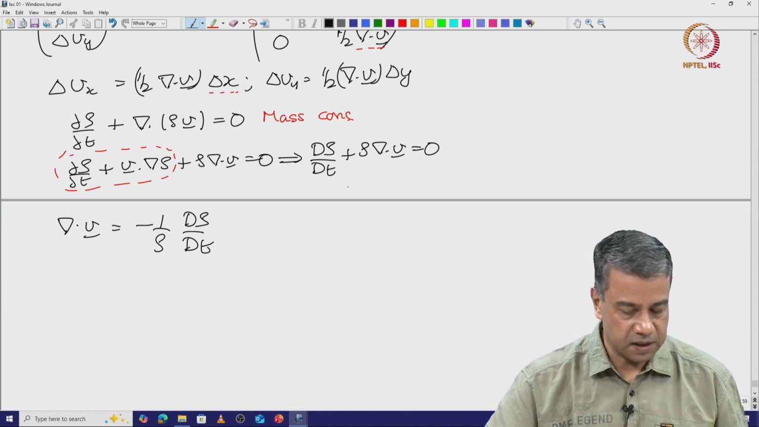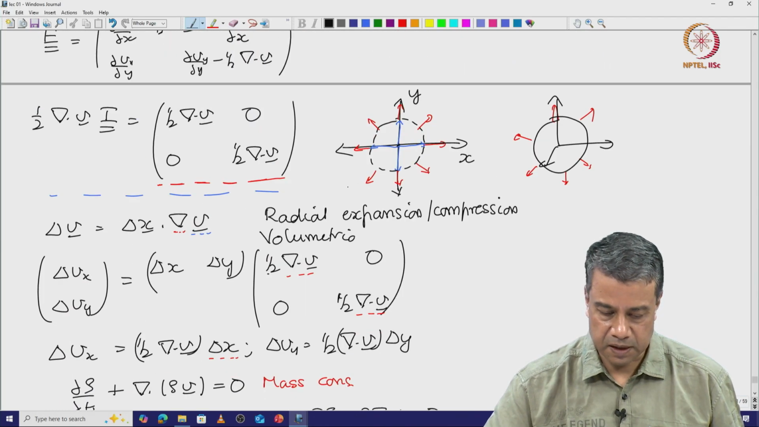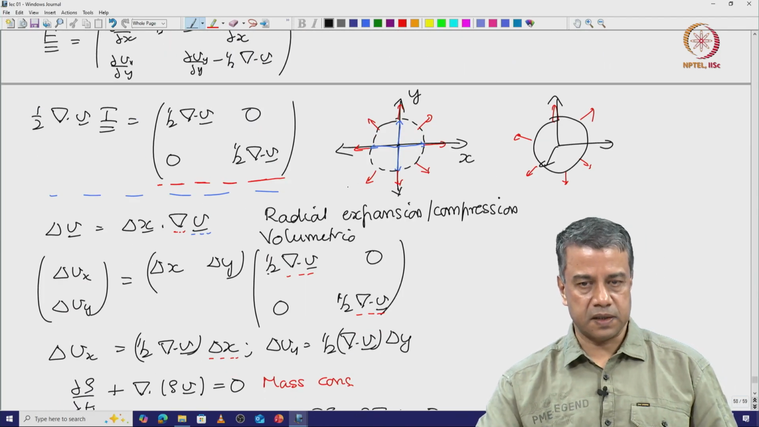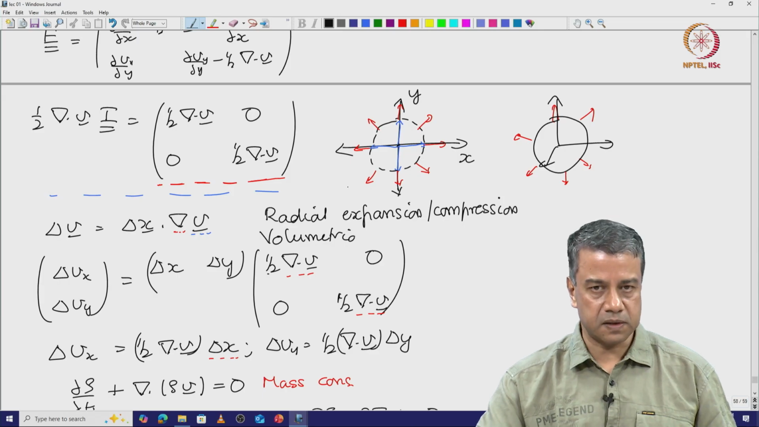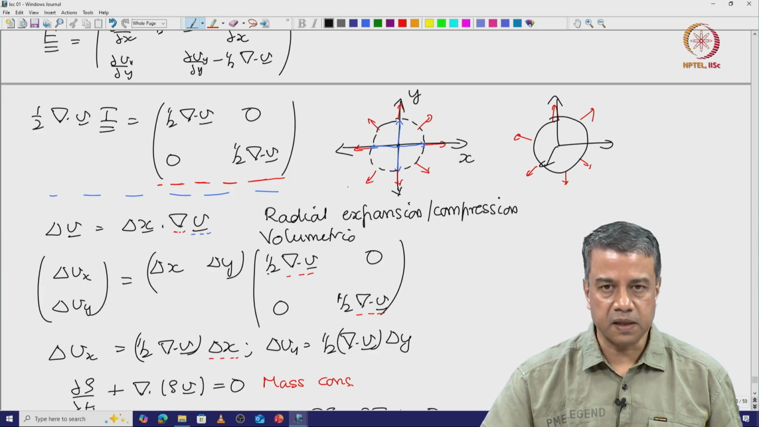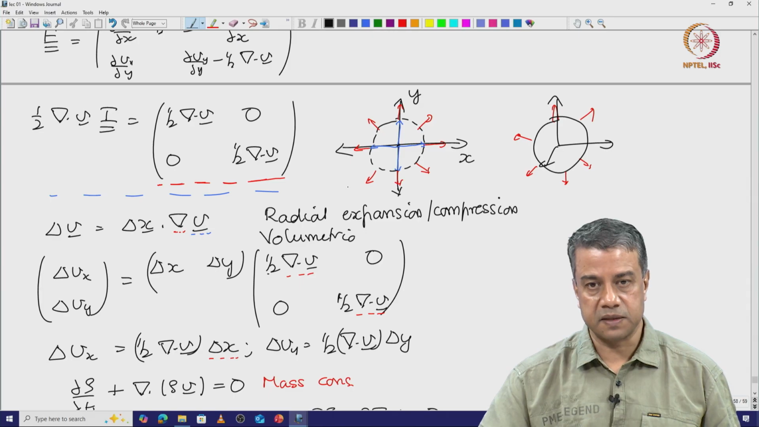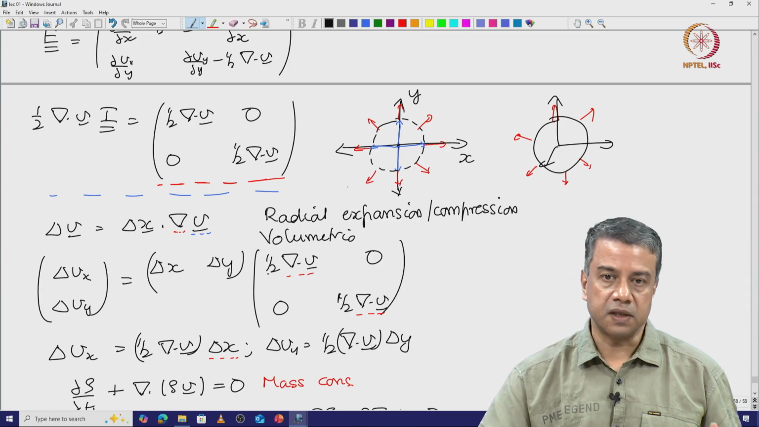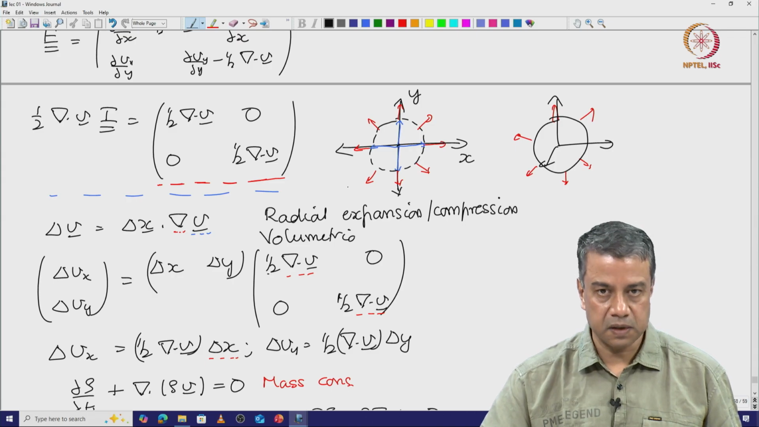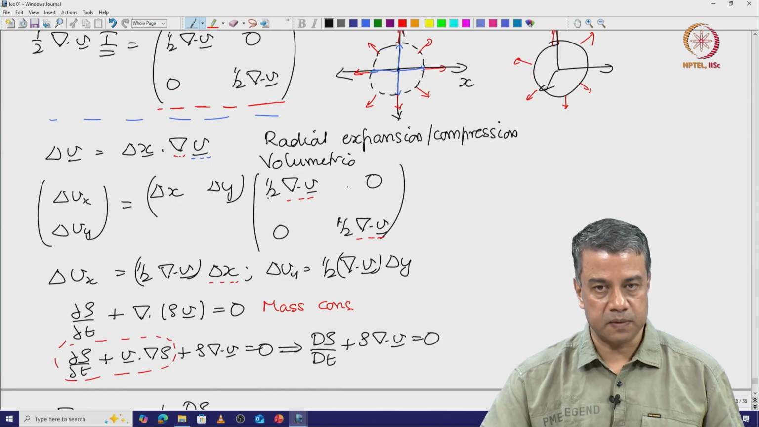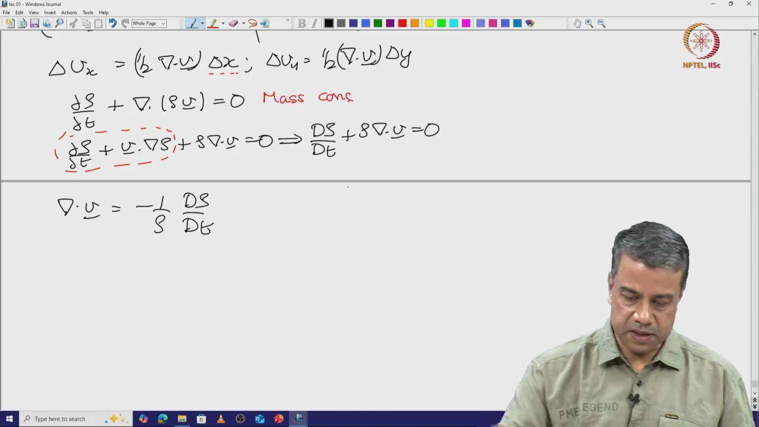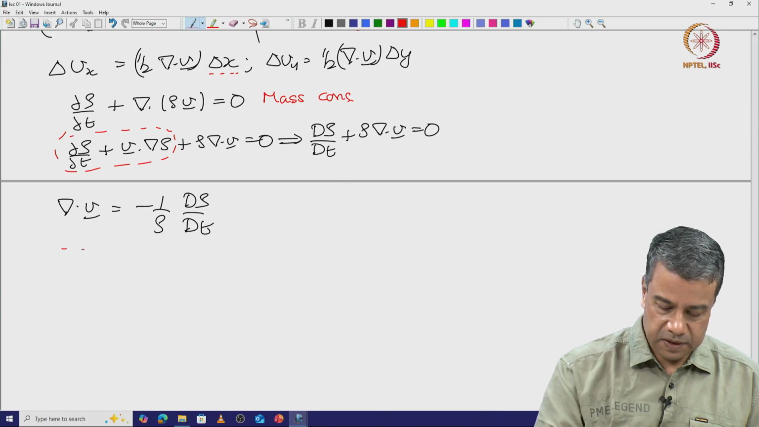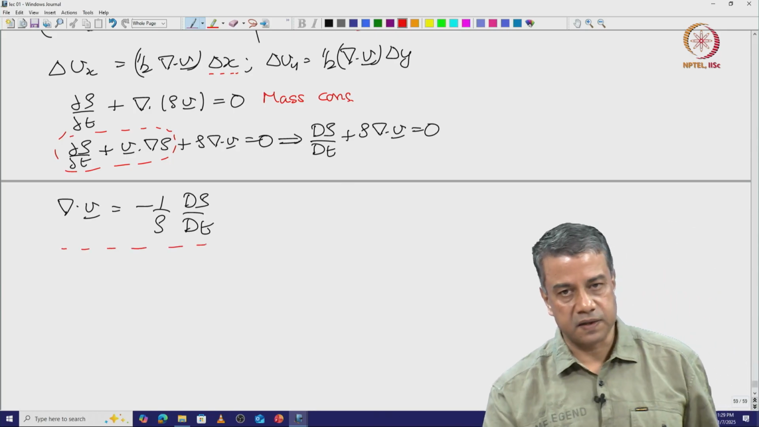Okay. So, that is the kind of deformation that is represented by the isotropic part of the rate of deformation tensor: radial expansion or compression. In the case of incompressible fluids, there is no radial expansion or compression. Therefore, the isotropic part has to be 0, or the divergence of the velocity has to be 0, in the case of incompressible fluids. In the case of compressible fluids, the divergence of the velocity is related to the rate of change of the density.